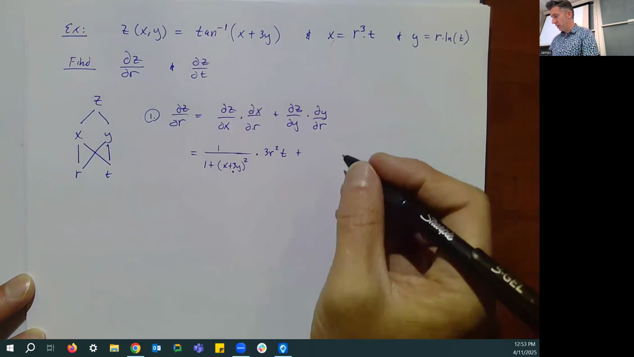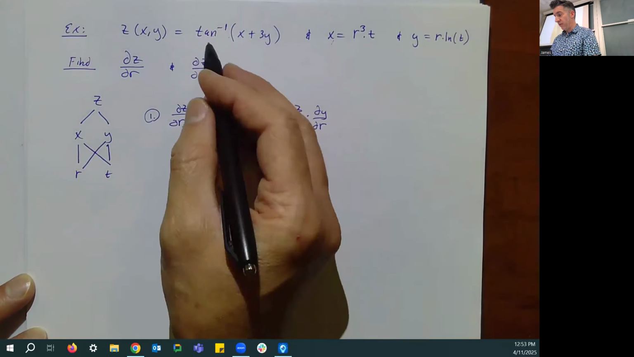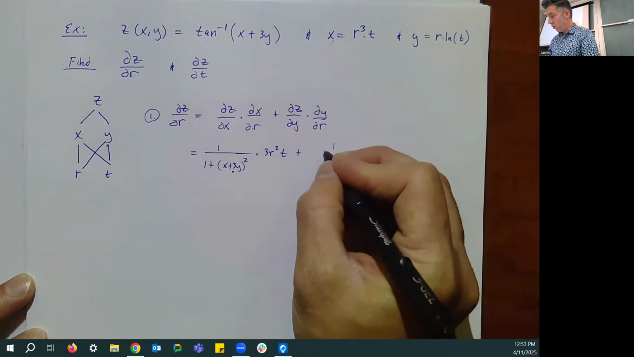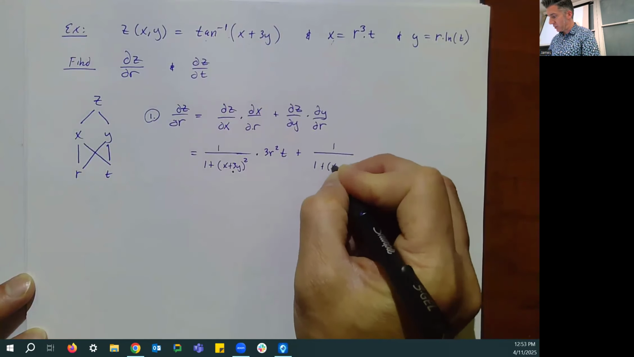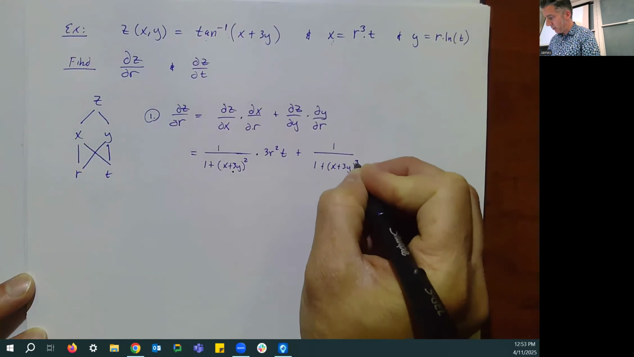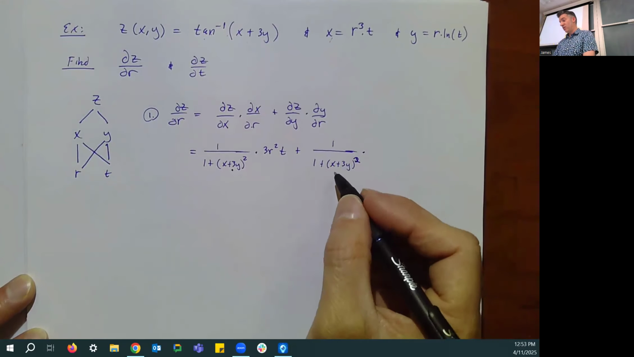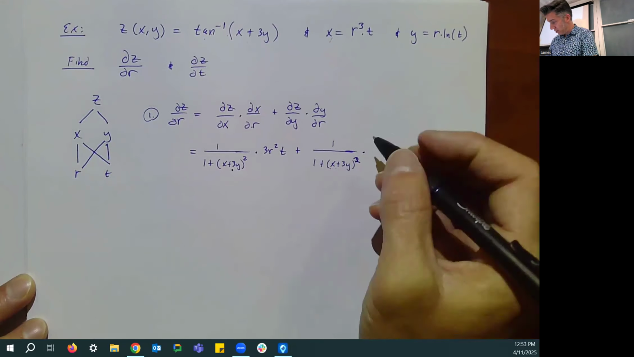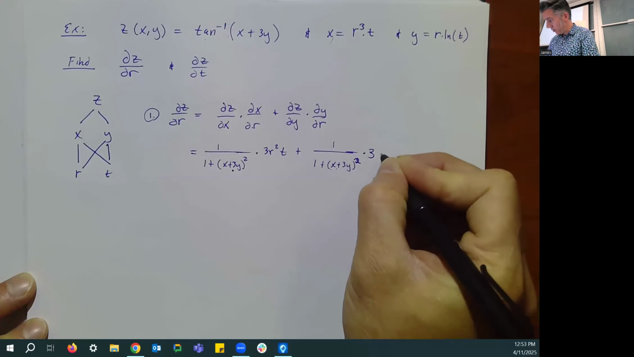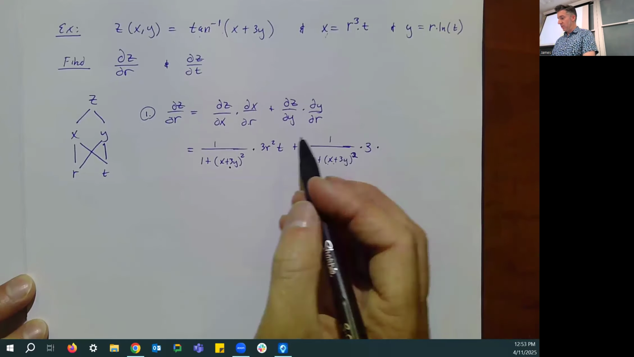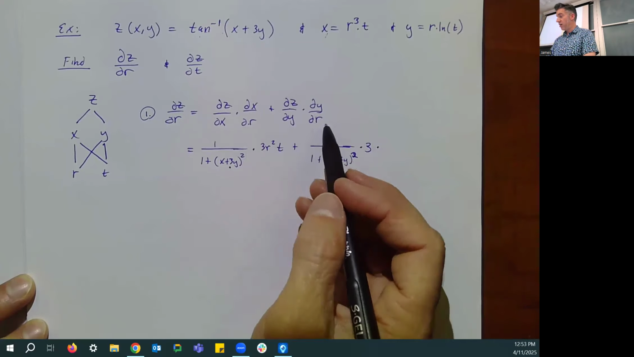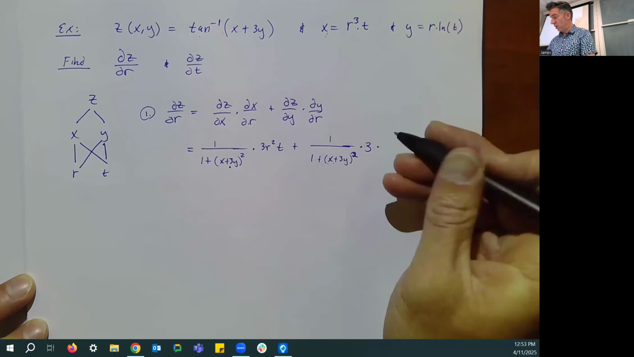For the next part, same beginning: the derivative of inverse tangent of some stuff is 1 over 1 plus that stuff squared. But now we have to multiply by the derivative of the inside stuff, and we're differentiating with respect to y, so it's going to be 0 plus 3. And then we multiply by del y del r, which is going to be 1 times natural log of t.